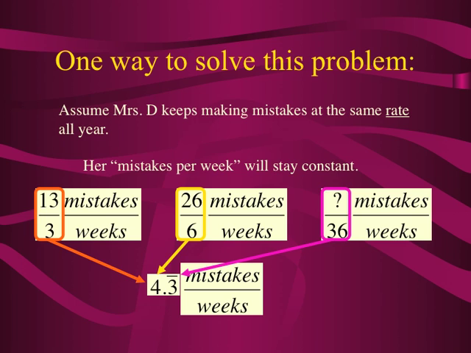All right, so one way to solve this problem is to assume that I'm going to keep making mistakes at the same rate all year long. So if I were to find a unit rate of mistakes per week, that would stay constant throughout the year. If I've made 13 mistakes in the first 3 weeks, you can expect I'd make a total of 26 mistakes in the first 6 weeks. And we're wondering how many mistakes in a total of 36 weeks, because that is equivalent to a full school year. If my mistake rate stays constant, then it means I make 4.3 repeating mistakes per week, whether it's over 3 weeks or 6 weeks or 36 weeks. We're going to assume that rate stays constant.